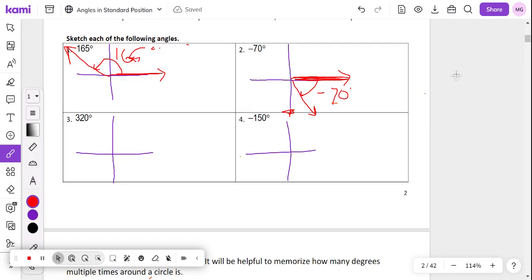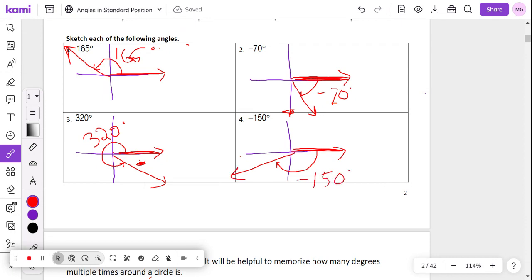The third angle is 320, so I hope you're thinking, okay, that's almost all the way around the circle. It's 40 degrees shy of full rotation. So think about what a 40-degree angle would look like. And this right here is the 40 degrees shy, but this rotation right here is 320 degrees. And the last one I'm asking you for is negative 150. Again, this side is not negotiable. That's our initial side. Negative 150, we're going clockwise, and we're approaching 180, but not quite getting there. So this is negative 150 degrees.